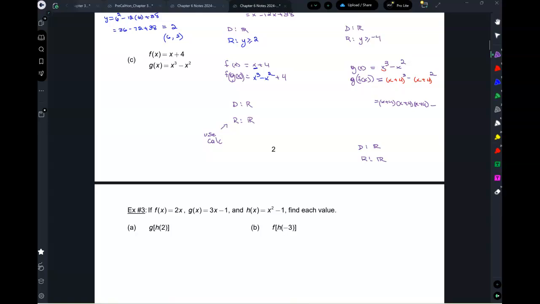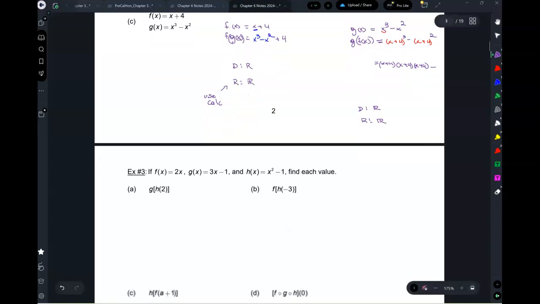how do we do this one? Now I have g of x, f of x here, g of x, and a third function, h of x. Let's take a look at this first one. It wants g of h of 2. Okay, if that's all you want, there's actually a very easy way to do this. What we do is we start with the inside function. The innermost one is h of 2.